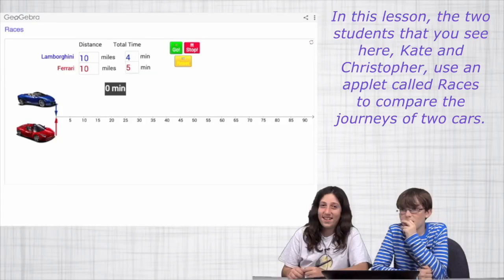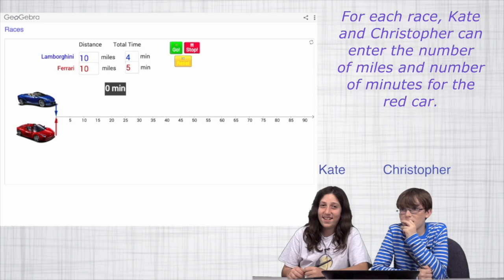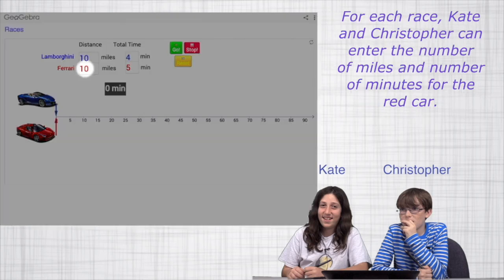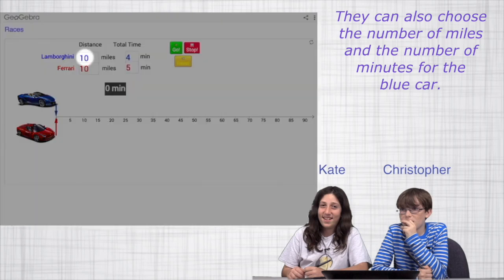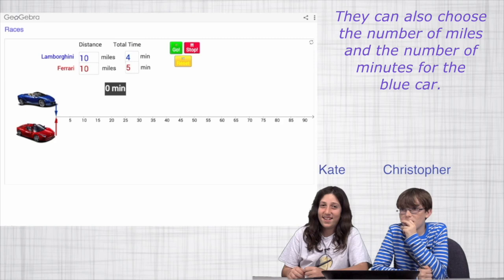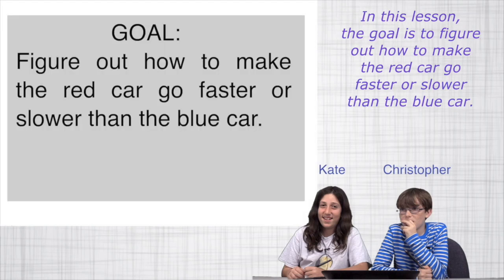In this lesson, the two students that you see here, Kate and Christopher, use an applet called races to compare the journeys of two cars. For each race, Kate and Christopher can enter the number of miles and the number of minutes for the red car. They can also choose the number of miles and the number of minutes for the blue car.